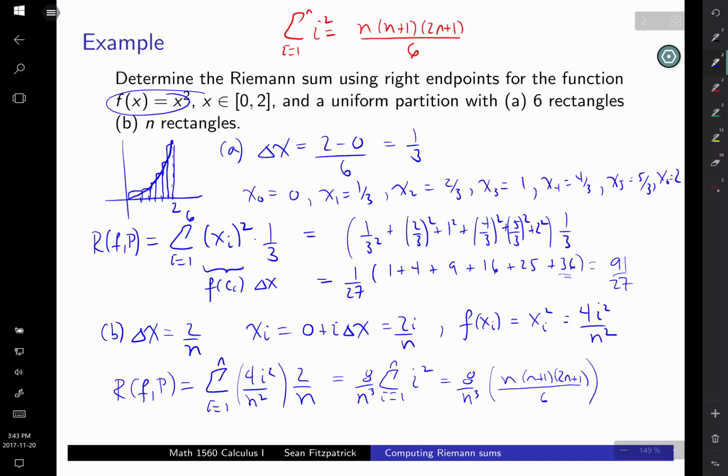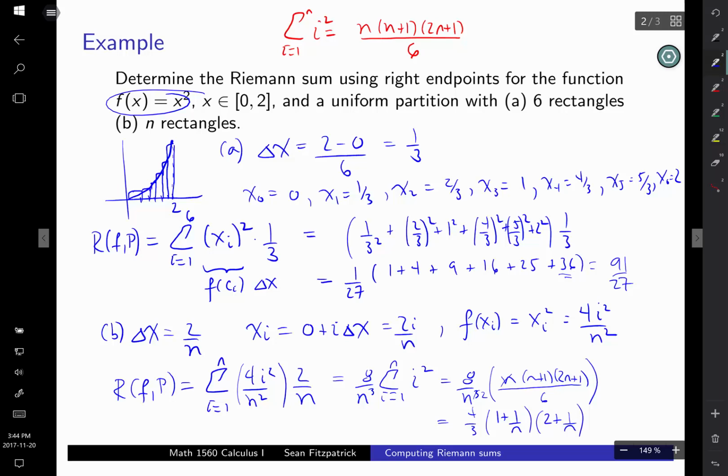And then from there you could even clean this up a little bit, right? You can see that you could cancel one of these n's with that one. 8 over 6 is 4/3, and then I have n plus 1 over n, and then 2n plus 1 over n. And actually we can simplify this even a little bit more. If I divide each of these terms by n, n over n is 1. Okay, so I have 1 plus 1 over n, and similarly here I could write that as 2 plus 1 over n.